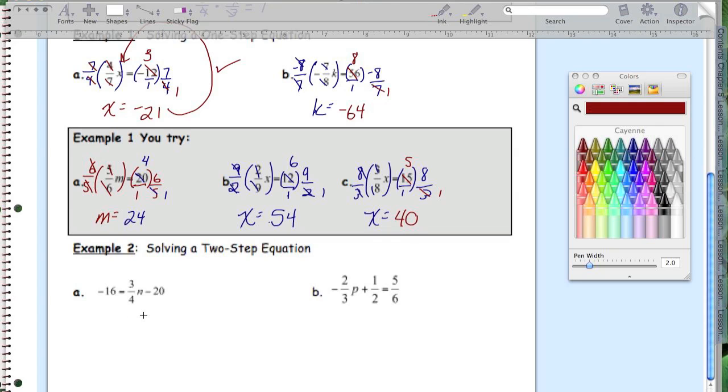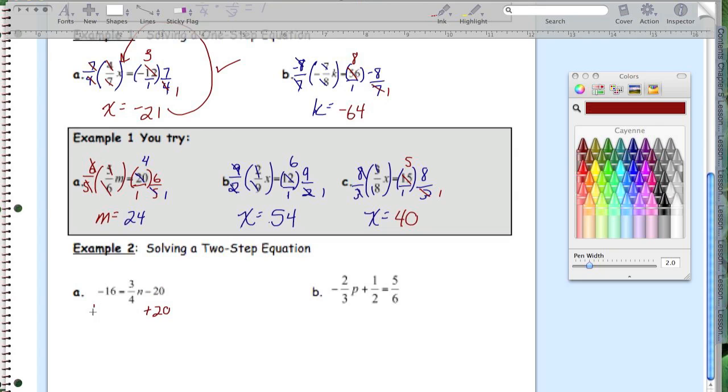These are two-step equations. Go back to your rules of equations. You want to get n by itself. So the first thing we want to do is add 20 here. I'm going to add 20 to both sides. So my 20s go away, and on the right side I just have 3 over 4n.